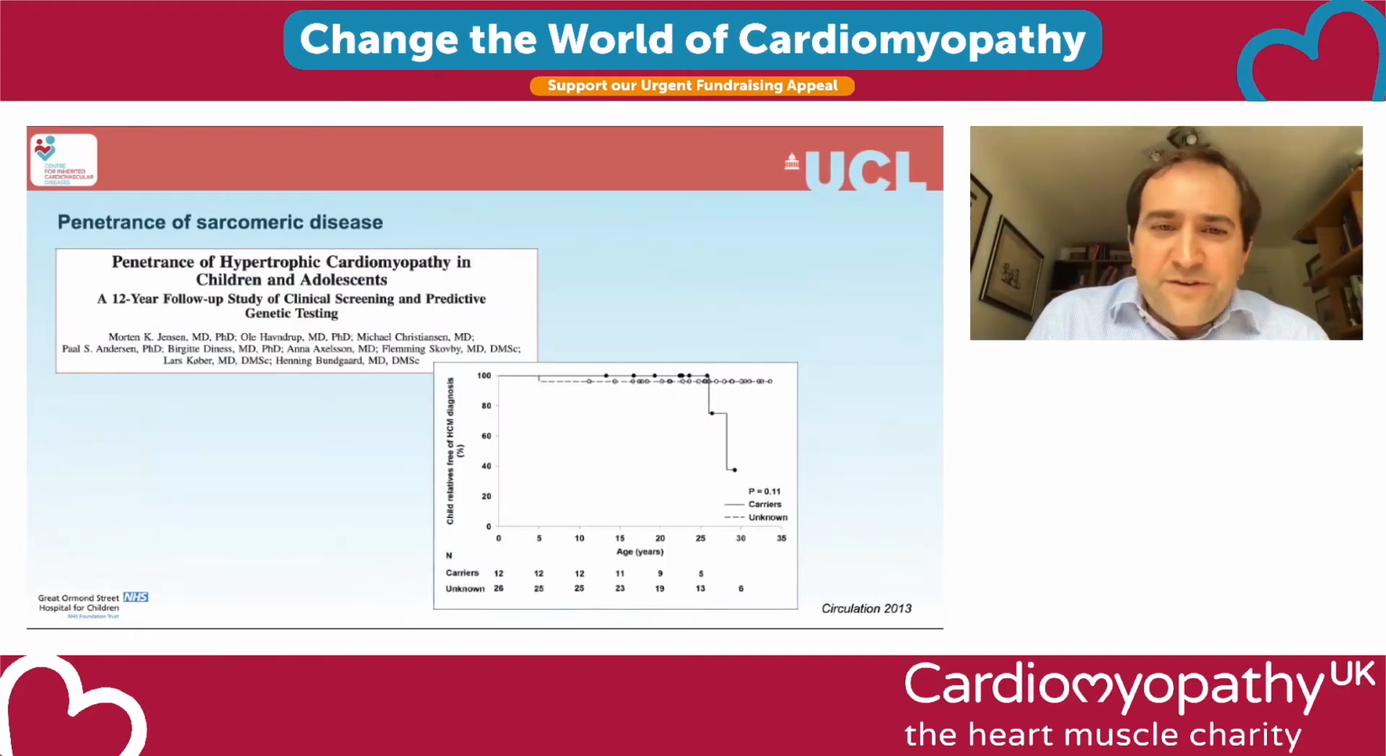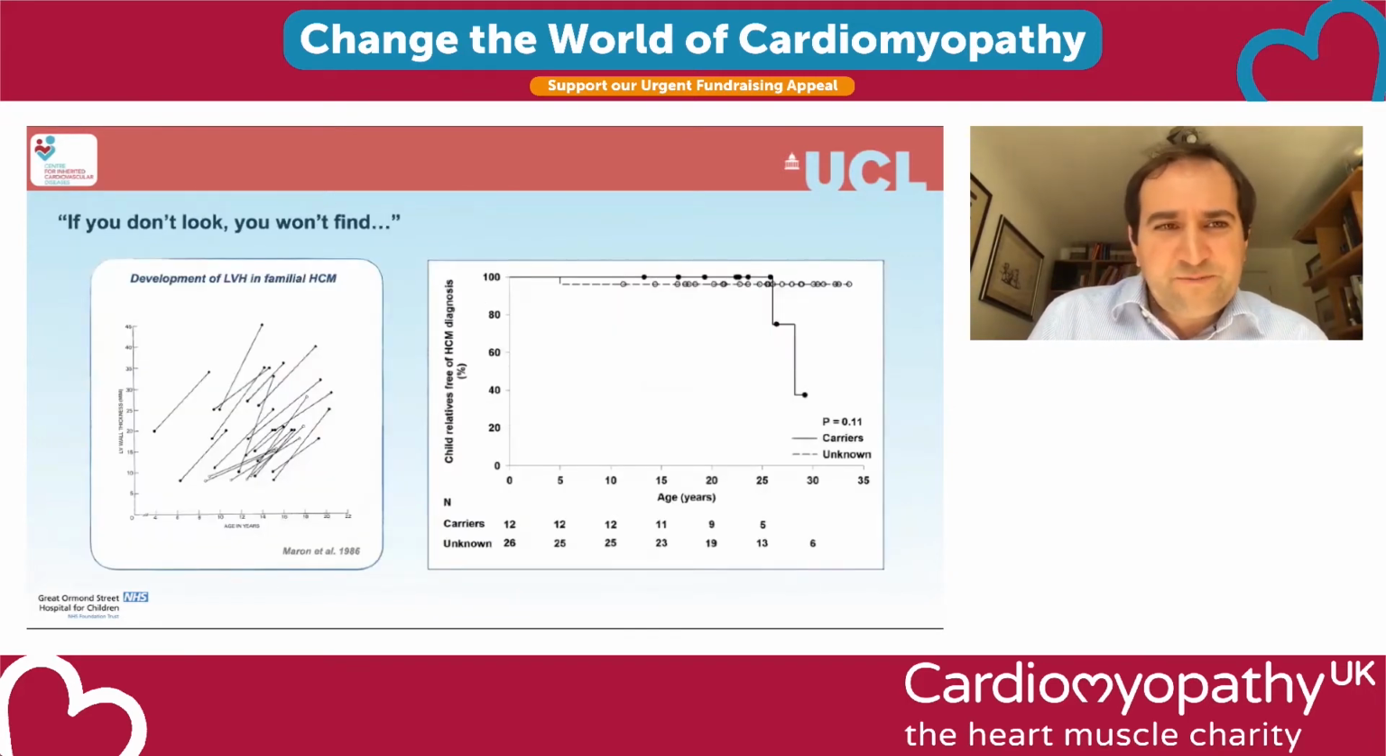And there's other information using genetic data to suggest again that these sarcomeric mutations, the sarcomeric gene changes, don't apparently present before the late teenage years. And so this is the basis for these guidelines. But the problem is that, as I've mentioned before, if you don't look for these conditions, you're not going to find them, but they're there.